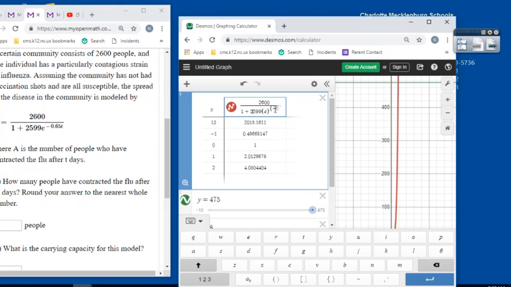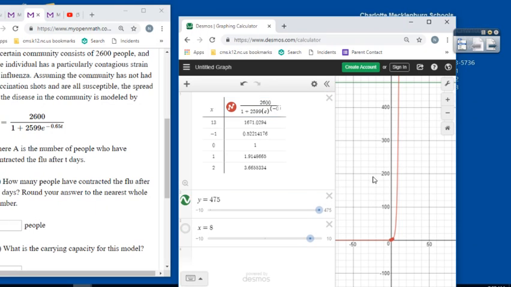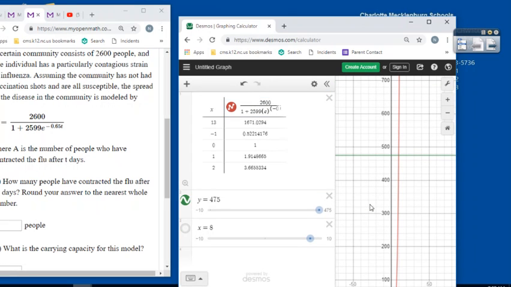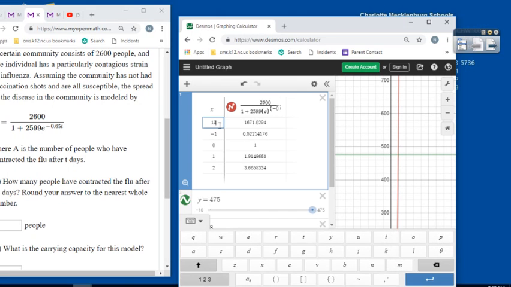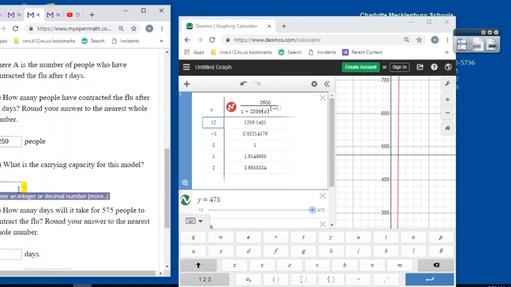2599 e to the negative 0.65x. After 12 days, the output is 1259.14. So that should be unambiguously 1259. Carrying capacity is 2,600.